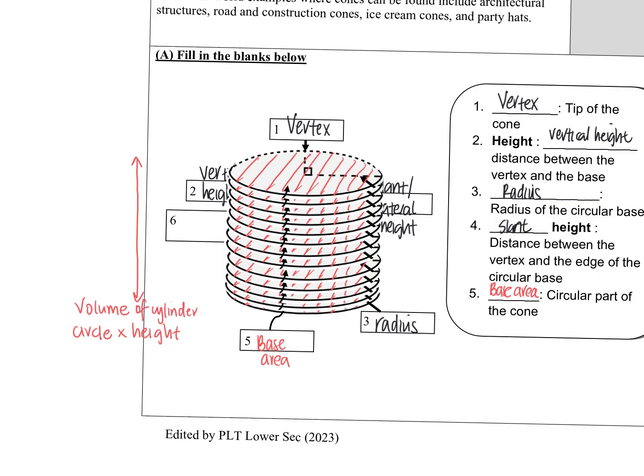is given by the formula. Circle is pi r square, correct? Times height. So we have indirectly derived the formula of cylinder, which is pi r square h. So volume of cylinder is pi r square h.